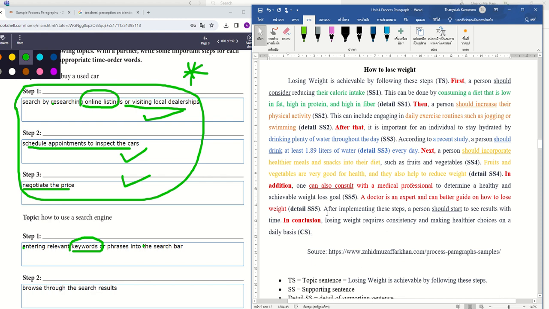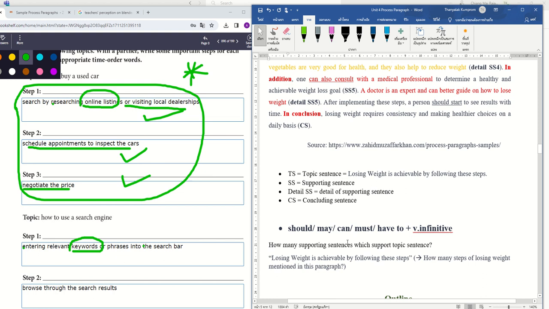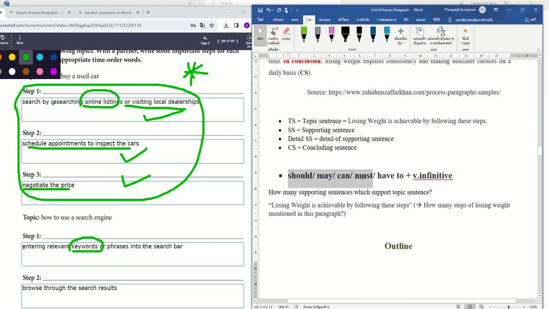Conclusion. After implementing these steps, a person should start to see results in time. In conclusion, losing weight requires consistency and making healthier choices on a daily basis. So here again, topic sentence, supporting sentence, and detail of supporting sentence for each one, and the use of should, may, can, must, or have to plus verb infinitive.